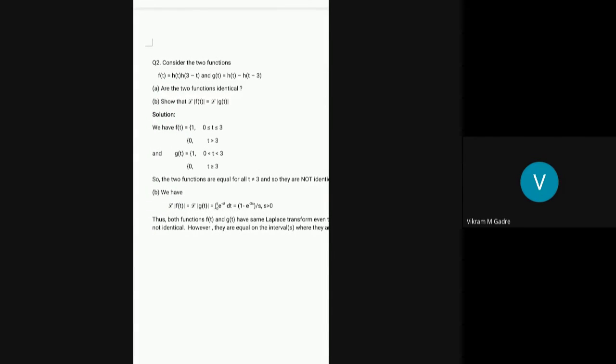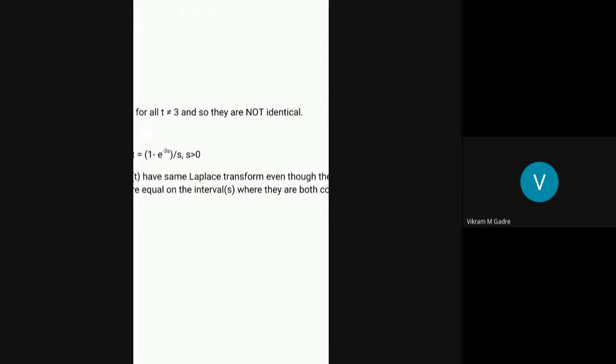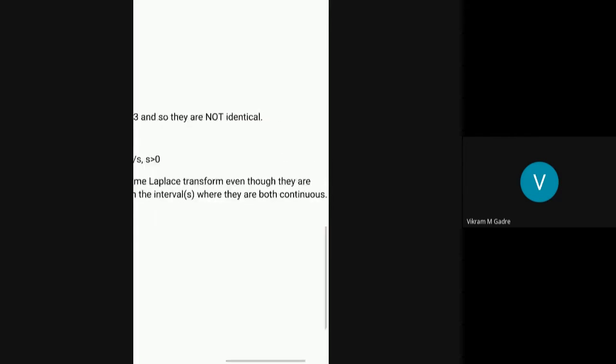Now again, the Laplace transform of f(t) is equal to that of g(t) because the values are same. The integral from 0 to 3 of e^(-st) dt will be (1 minus e^(-3s)) by s for s greater than 0. Thus, both the functions f(t) and g(t) have same Laplace transform, even though they are not identical. However, they are equal on the intervals where they are both continuous.